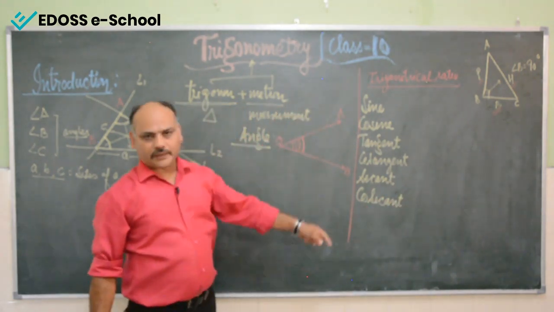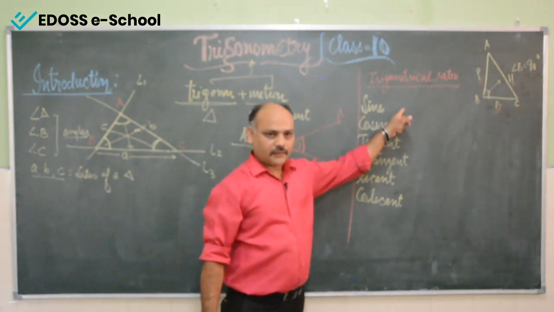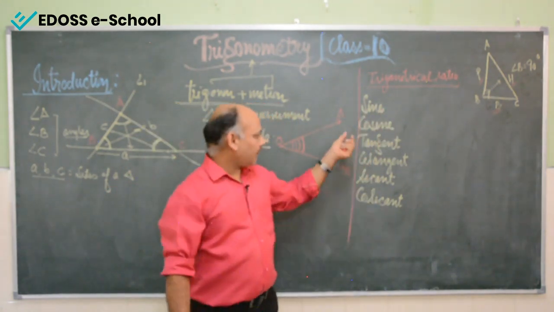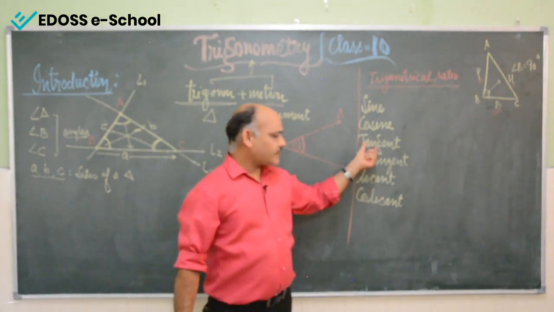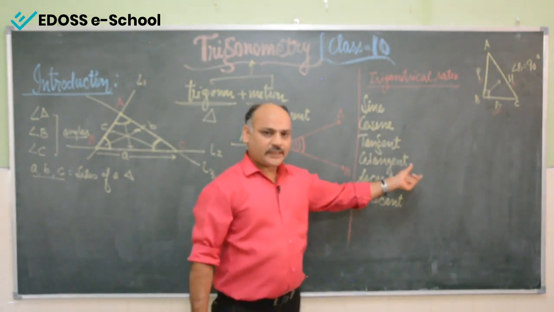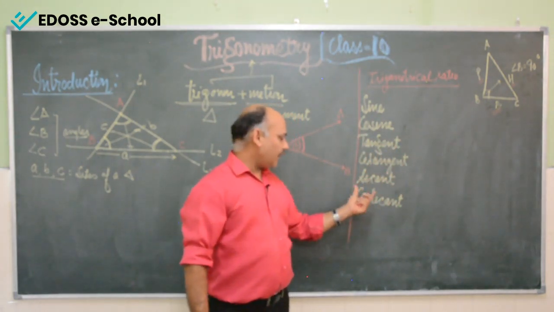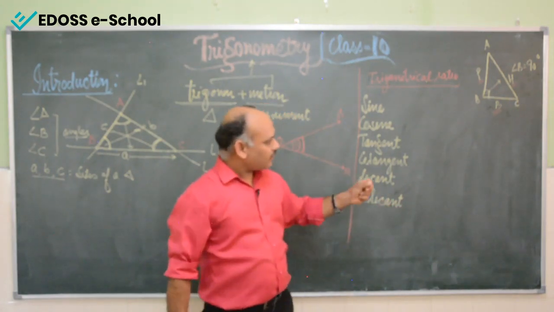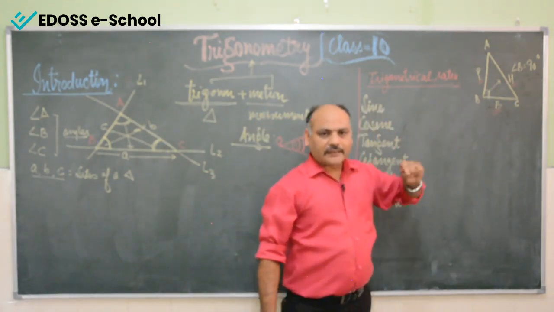These are trigonometrical ratios. The first one is sine, S-I-N-E, sine. Then it is cosine. Then it is a tangent. Then cotangent. Then secant. And then cosecant. If I am saying ABC is a right angle triangle.